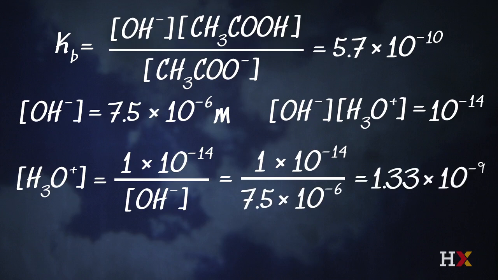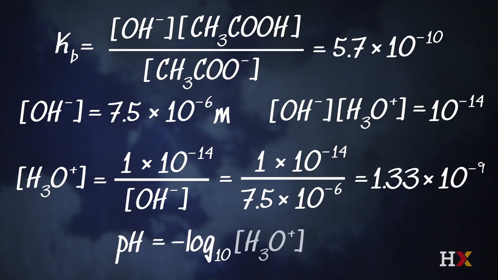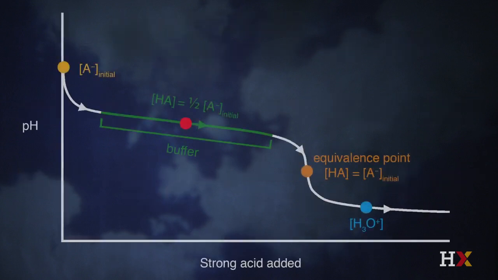Okay, so we can immediately calculate the pH of that initial point on the titration curve. That's equal to minus log to the base 10 of the H3O plus concentration, and that gives us a pH of 8.88. Good. So now we know that our pH is equal to 8.88 at our starting point. All right, so then we are going to progress along this titration curve by adding small amounts of that strong acid to the original base solution.